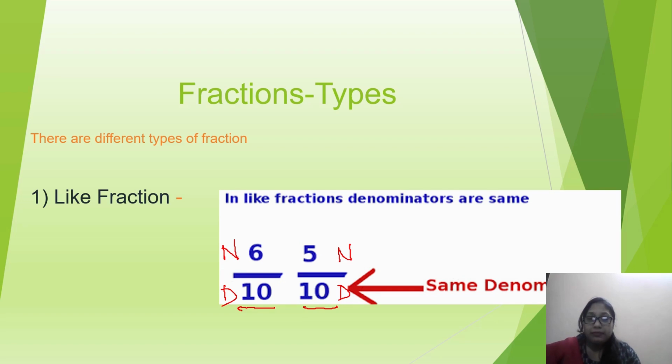One more example is 3 upon 5, 1 upon 5, 2 upon 5. We have 3 fractions. In all 3 fractions, the denominator is same. The 5 and the 5. This is called the like fraction.